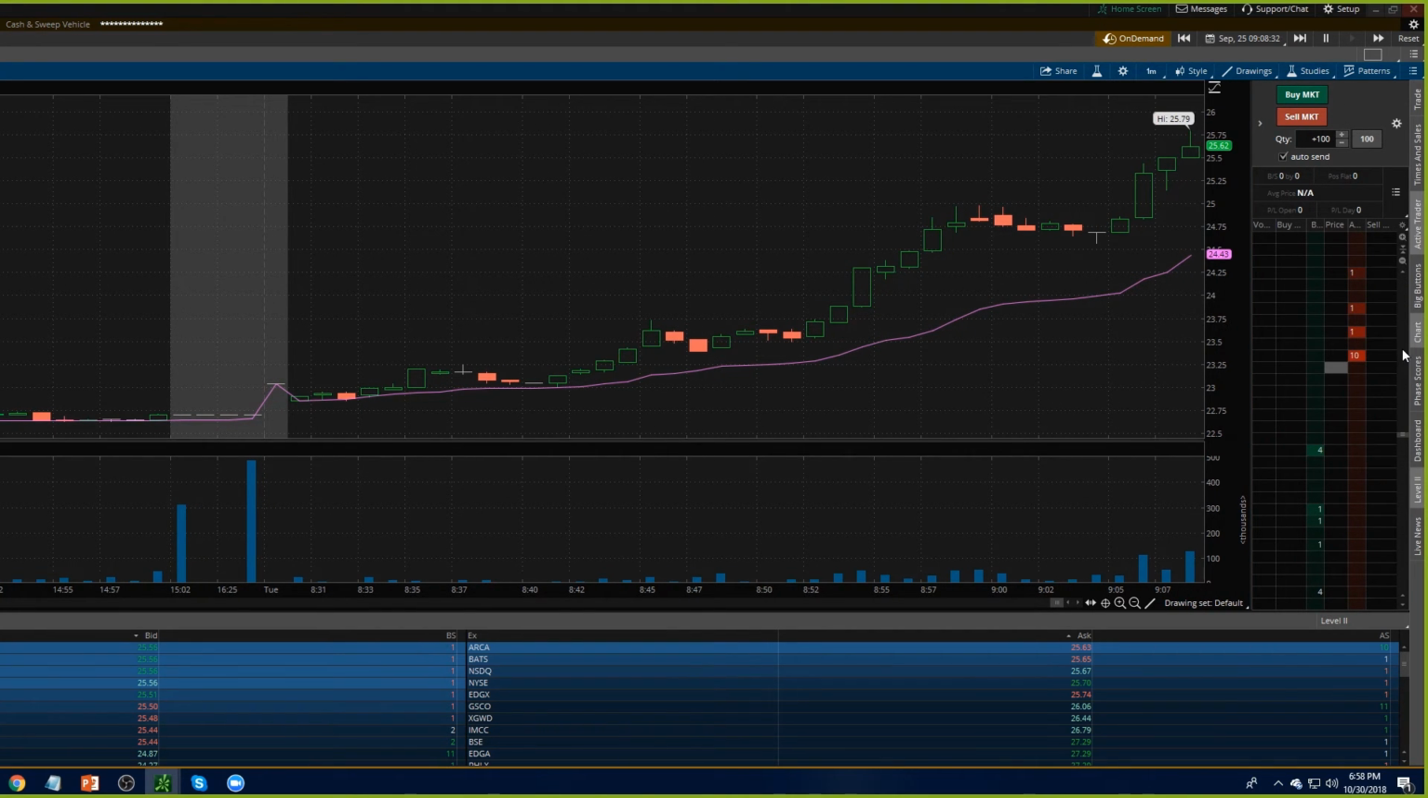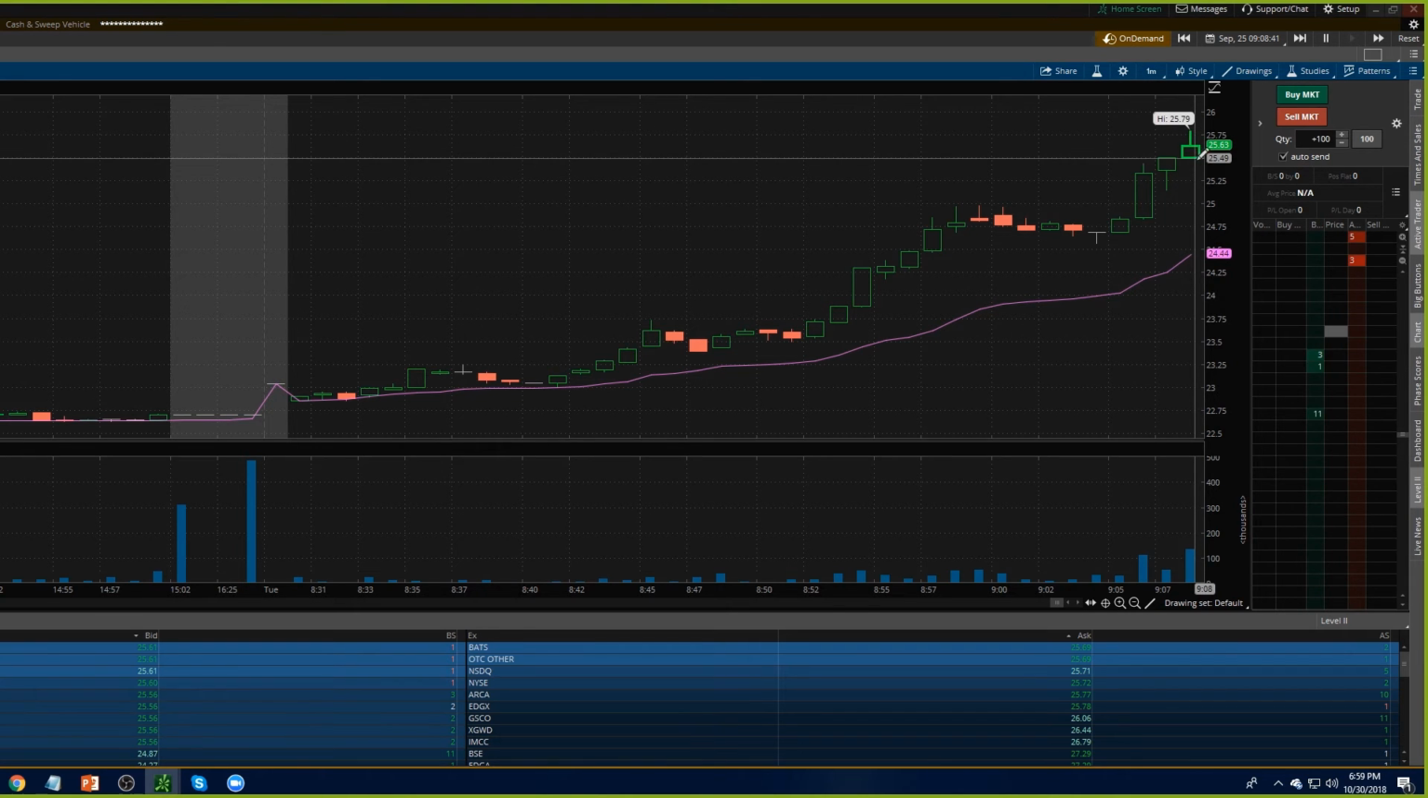Now it's created a tip top, right? This is what we get. It's called the shooting star right there. That's that candle, that 1 minute candle. It's called the shooting star. Shooting star, why? Because of the high wick.